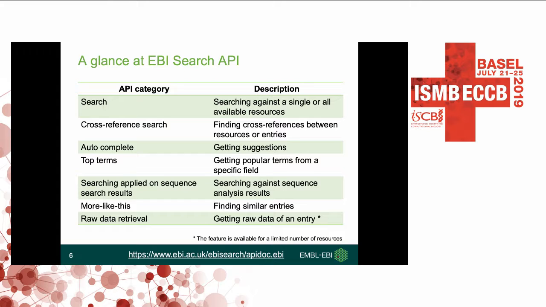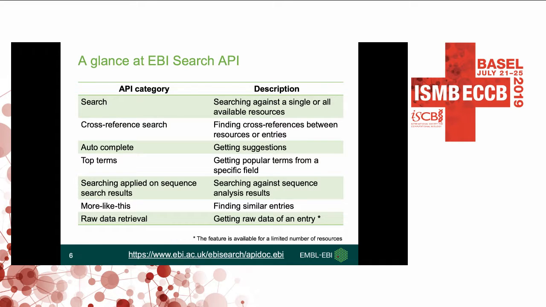Autocomplete is one of the common features available in modern search engines. The top terms API is to return popular terms from a specific field. This API can be useful to see some data characteristics. And there is searching applied on sequence search results. This is a very new and very experimental API, and I'm going to talk about this later. The more like this API is to find similar entries to a particular entry. Using the raw data retrieval API, you can get raw data of an entry we indexed.